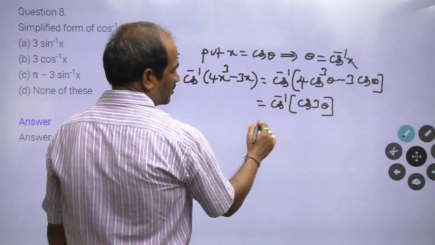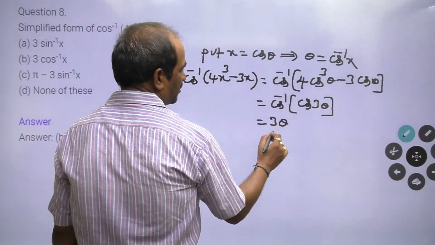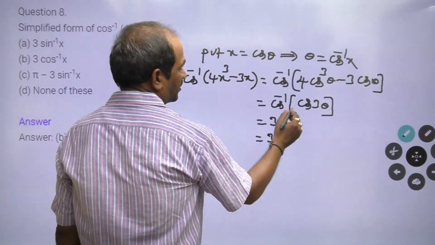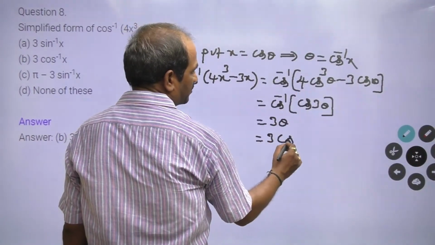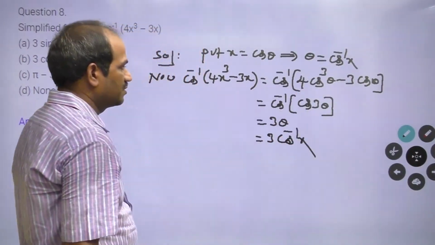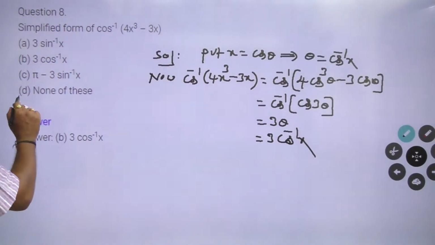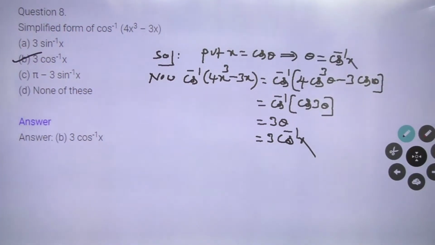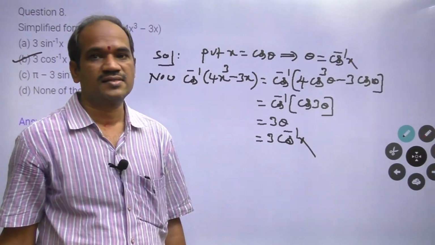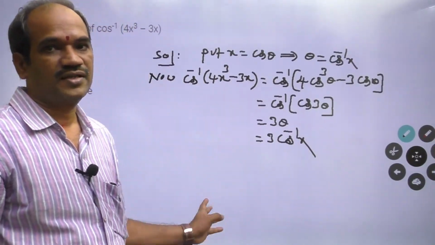So cos inverse of cos 3 theta is 3 theta. Replace theta with cos inverse x, and the answer is 3 cos inverse x. Check the answer: option B is the right option, 3 cos inverse x. Write this question.